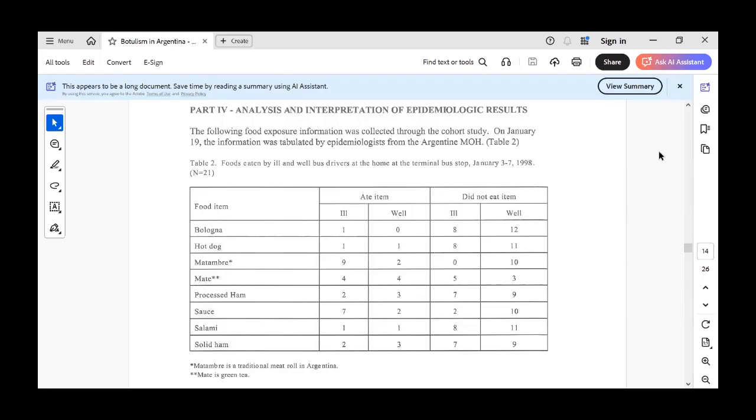Good. Sorry, could you repeat that last part that you said? Okay, so she said there was a 20% reduction in risk of botulism for persons who ate mate compared to those who did not eat mate, but the association was not statistically significant. Right, so that is the whole answer that you should give. All right, what about processed ham?